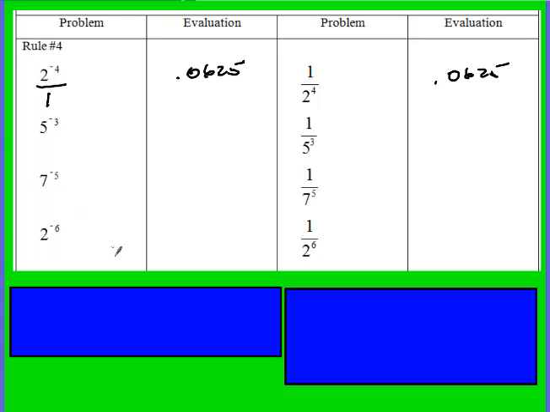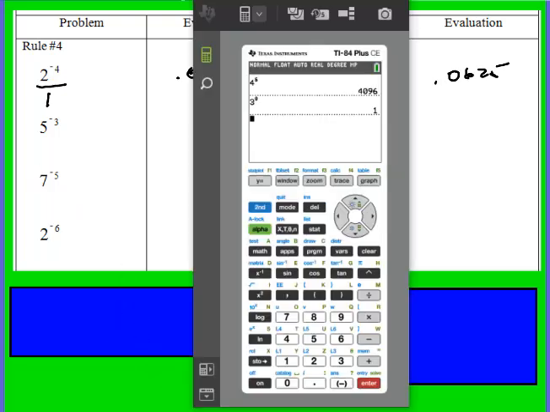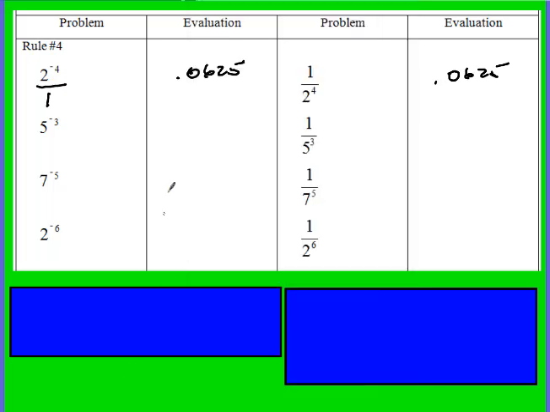Okay, so did you come up with the same thing? I'm going to pull up this calculator this time. I'm going to do 5 exponent negative 3. I end up with 0.008. And then if I do 1 divided by 5 caret 3, I end up with exactly the same thing. So I do end up with the same answers, 0.008 and 0.008.